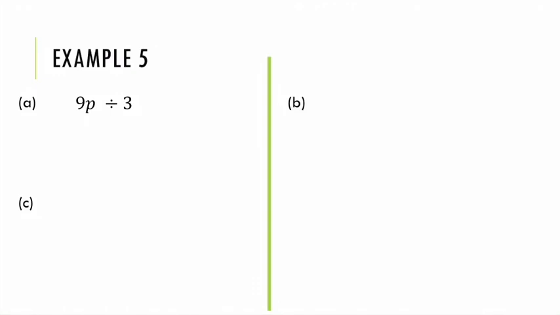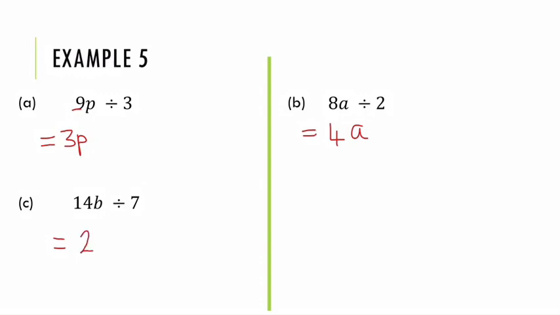Okay, so let's move on to division. 9p divided by 3. Well, we can divide the 9 by 3. 9 divided by 3 gives me 3. The p is still there as well. In part B, I've got 8a divided by 2. 8 divided by 2 is 4, and the a is still there. 14b divided by 7. 14 divided by 7 is 2, and the b is still there, so the answer is 2b.